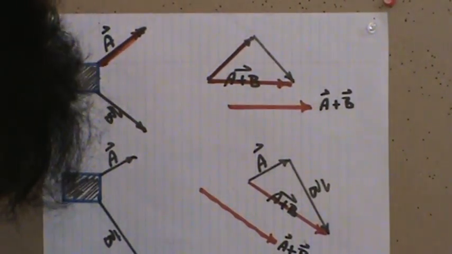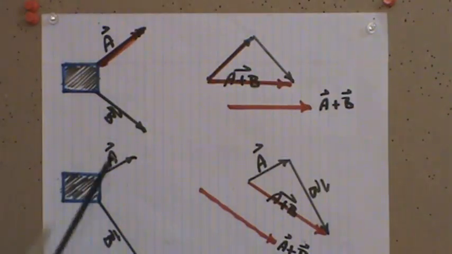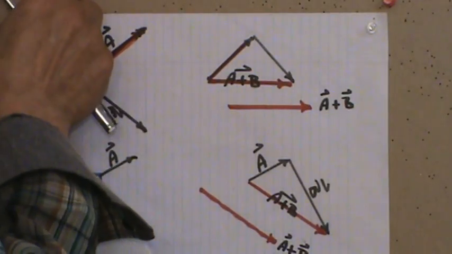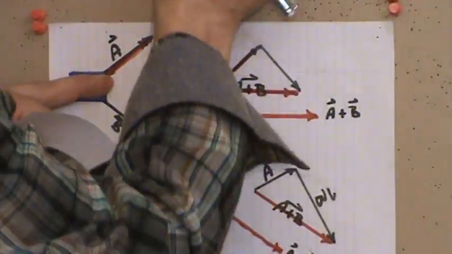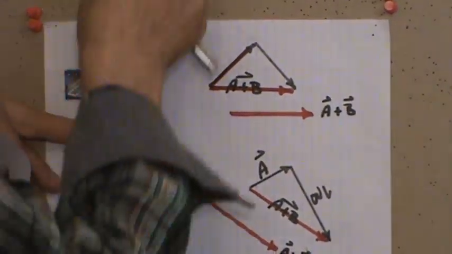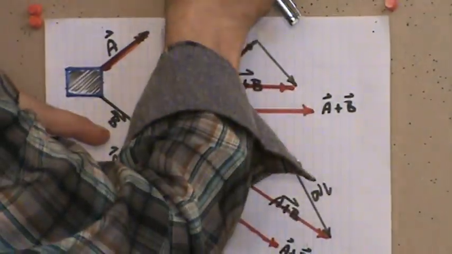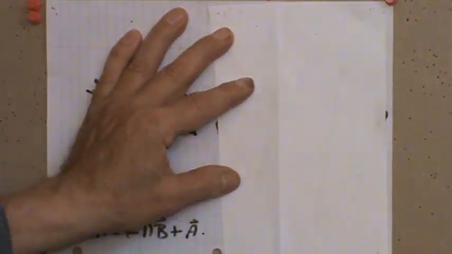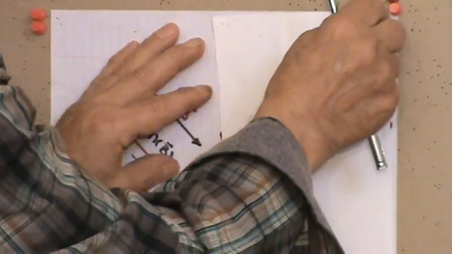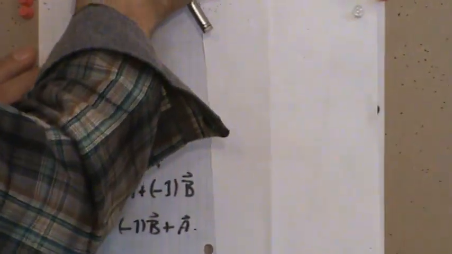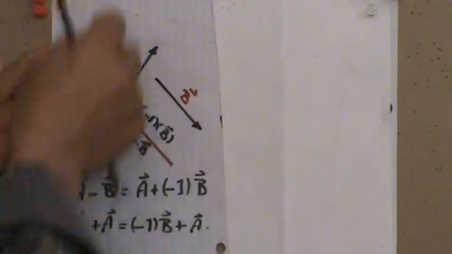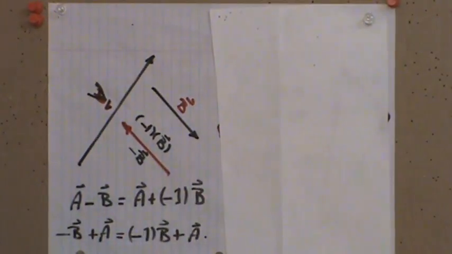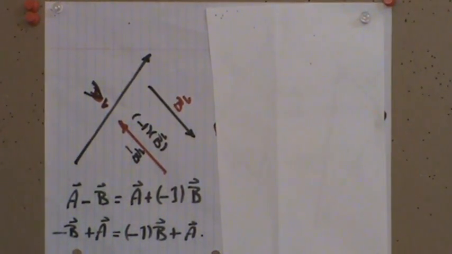Okay, now let me talk about subtracting two vectors. Subtraction of two vectors is like subtraction of two numbers. Like 2 minus 3 is the same as 2 plus minus 3. That's exactly what we do with vectors. So when we want to subtract one vector from the other, we multiply that one by negative, which means the direction of that will change. And after the direction changes, then we add head to tail for the addition.